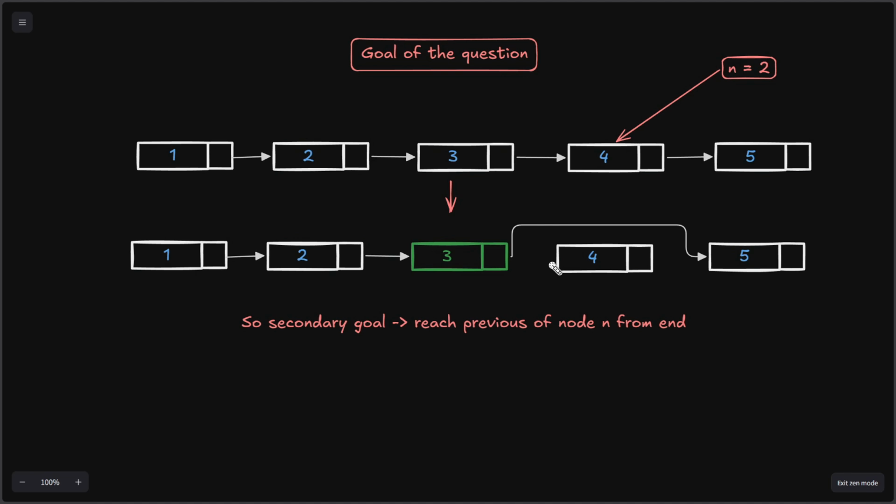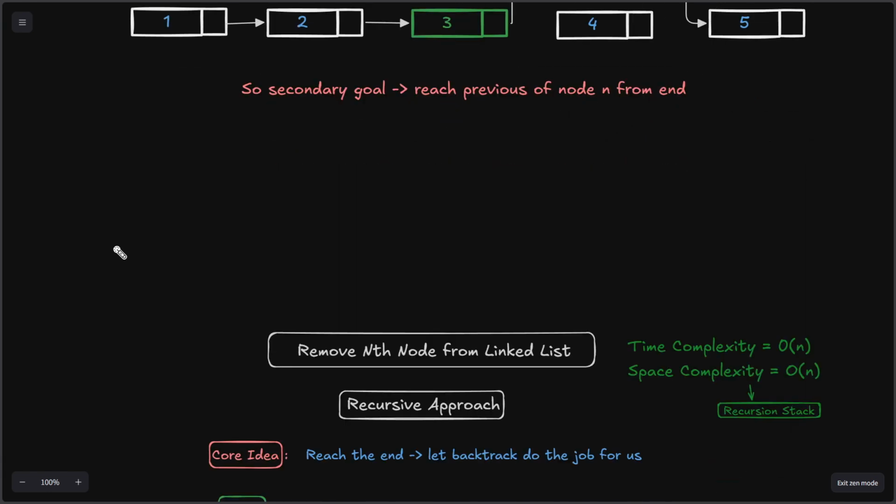So our secondary goal now becomes that we have to reach this node which is previous of the position that we are going to delete. One thing I also want to discuss is that there could be a case where you have to delete head, and hence from our previous videos we have learned that we can use a dummy variable to solve all the head deletion cases. Hence I'm going to use a dummy variable in almost all the methods. So let's see the first method.